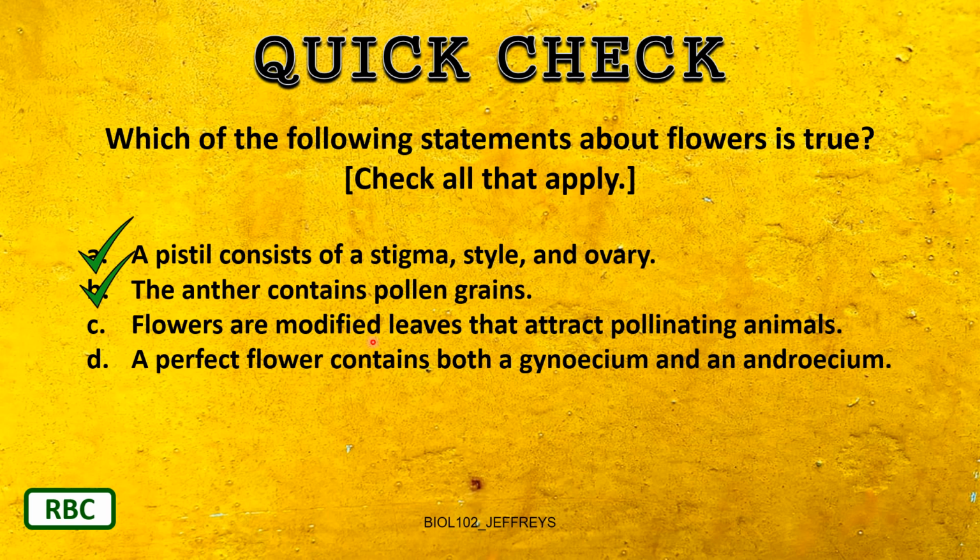Flowers are modified leaves that attract pollinating insects. Well, I've already told you they're modified leaves, and you know that they attract pollinating animals, so that's certainly true. And a perfect flower contains both female and male parts, and that certainly is true.